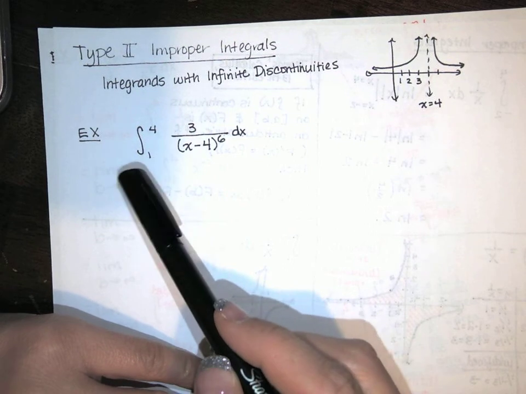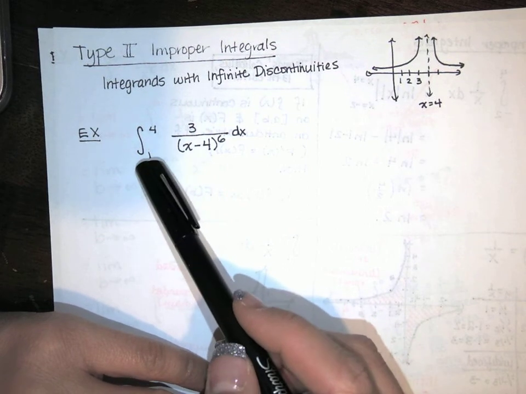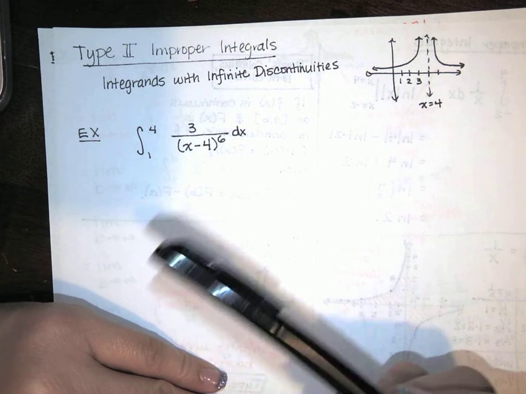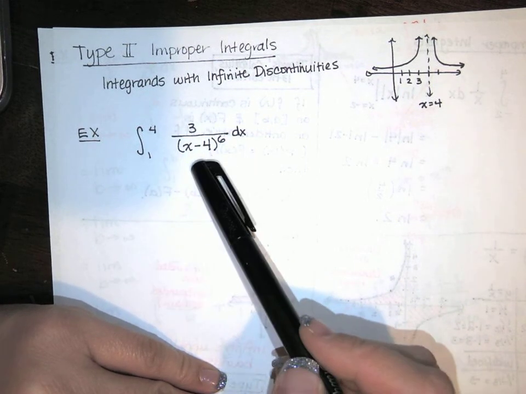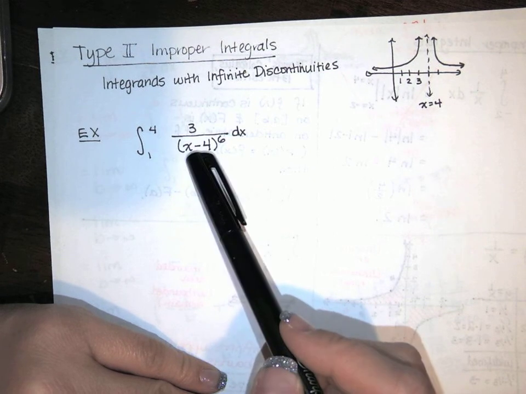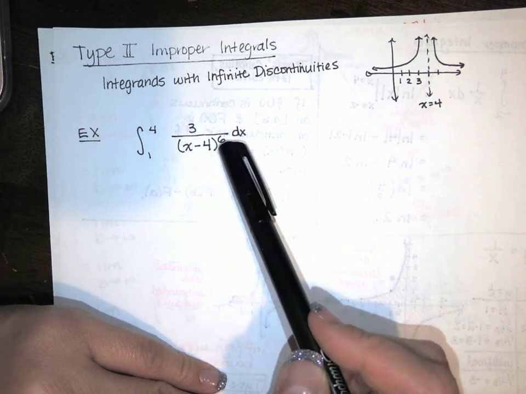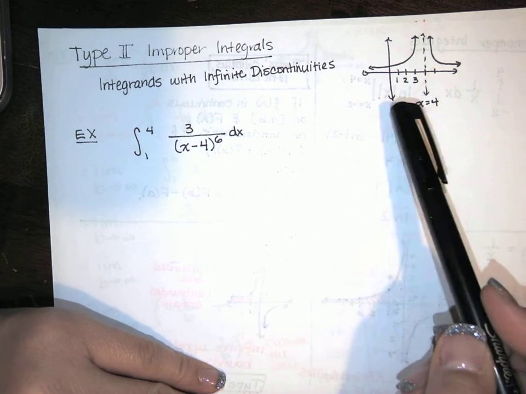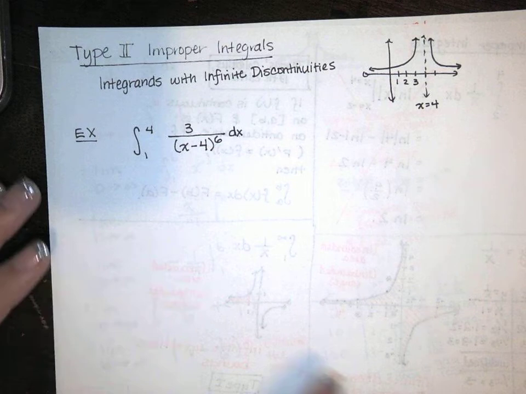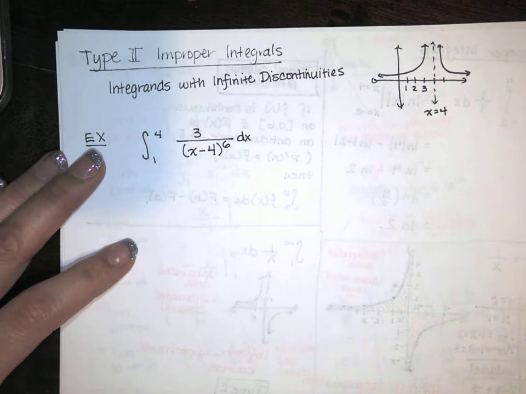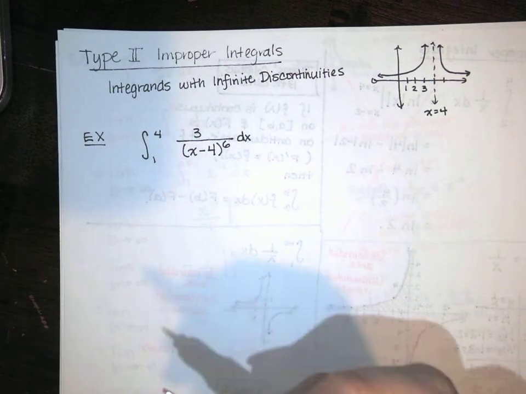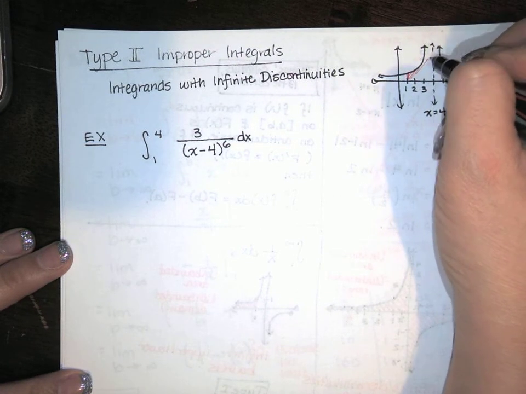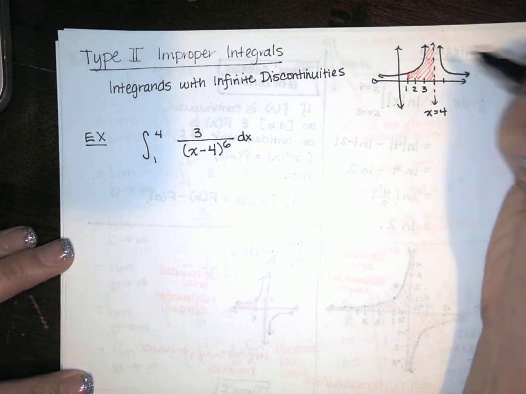So if there's any problem with the x values between 1 and 4, including 1 and including 4, then it's an improper integral. This function is continuous on its domain, but it has a problem at 4. If you plug in 4 for x here, you're going to have 3 divided by 0 to the 6th, and you can't divide by 0. The graph is going to look roughly like this. So this is representing an unbounded area starting at 1 and going to 4. So it's representing that area right there.